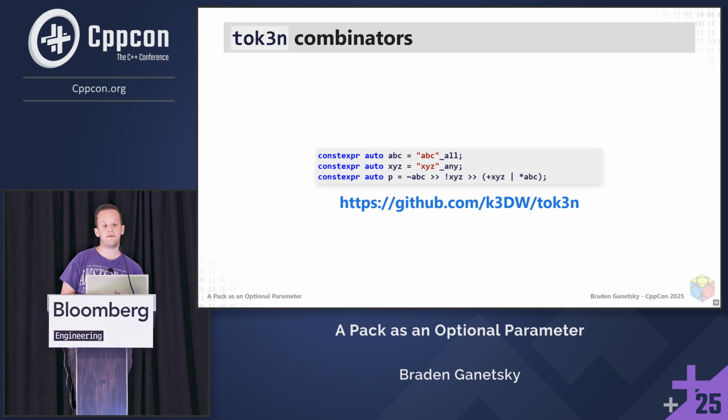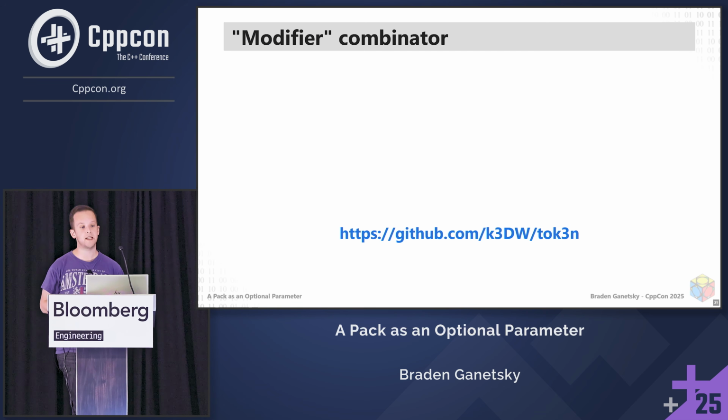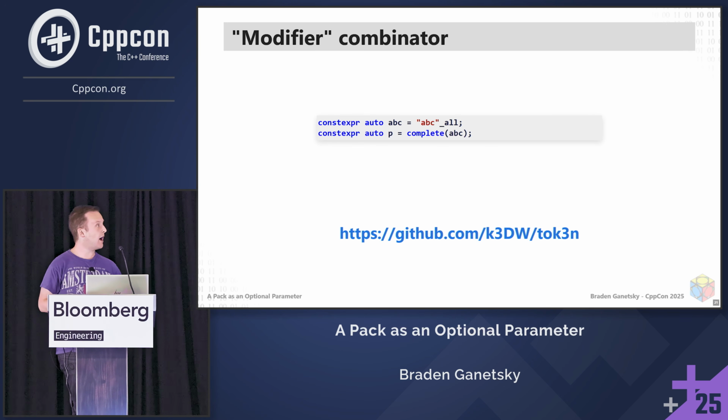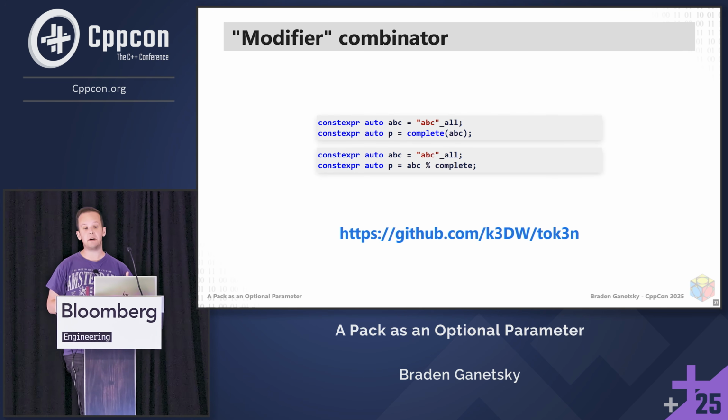I also have regular combinators that you might expect in something like Spirit or Boost Parser, any sort of general combinators. So this does maybe what you might expect it to do, maybe not, but you can check out the library if you're interested. I have this special combinator called the modifier. I have these things called modifiers, like complete, for example. So complete is basically saying, I need you to parse everything that I give to you, and there can be nothing remaining. But you can also write it like this.